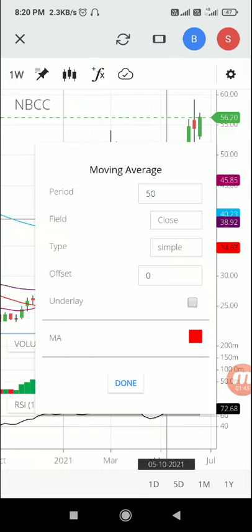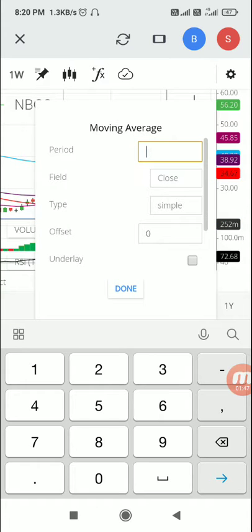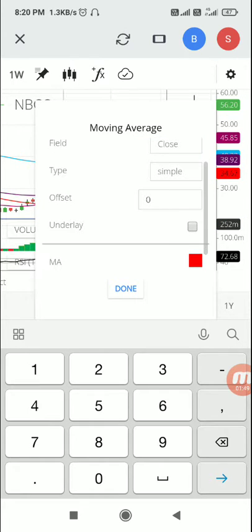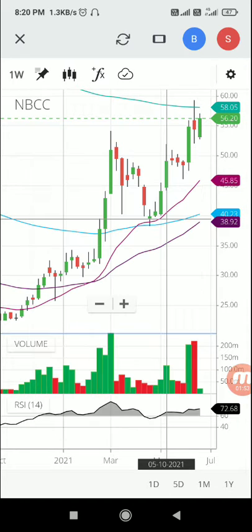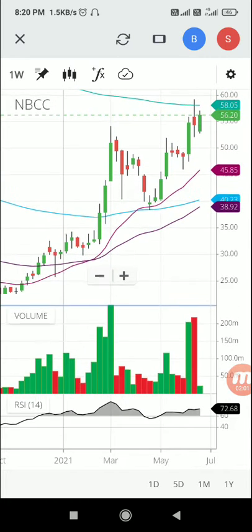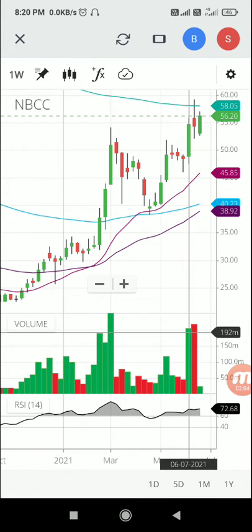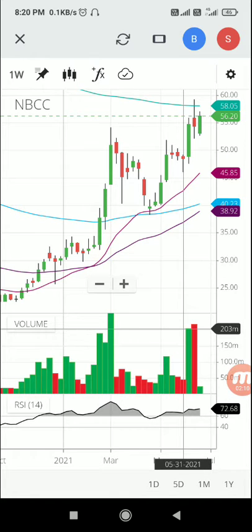Now the next one is the 200-day moving average. Now go to exponential and select your favorite color. So now you got it, that is the levels of the chart. So you can see here that the stock has given heavy volume buying. You can see that nearly 200 million shares have been bought this week, on 31st of May.